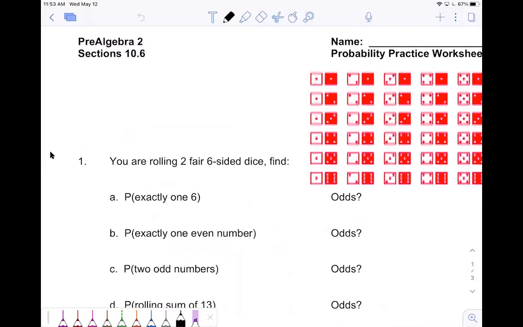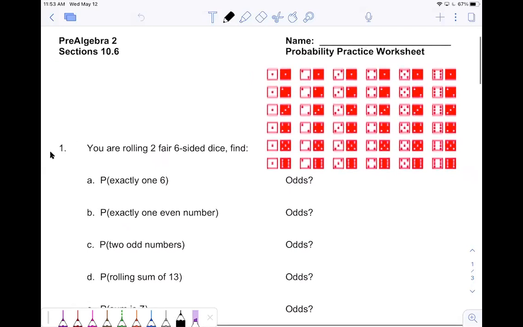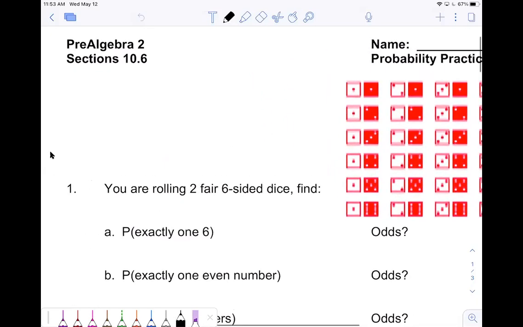So once you have this pulled up, before we start answering question 1, which you can see we're going to use some dice to answer, I want us to just write the definition of probability, or how to find probability, versus how to find odds. The odds is going to be the new part for today.